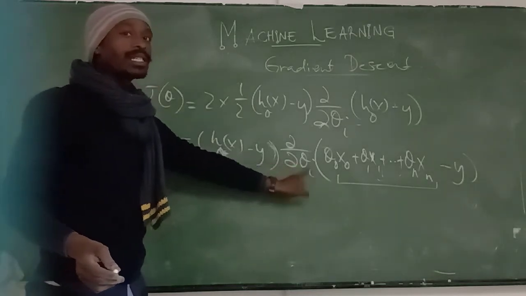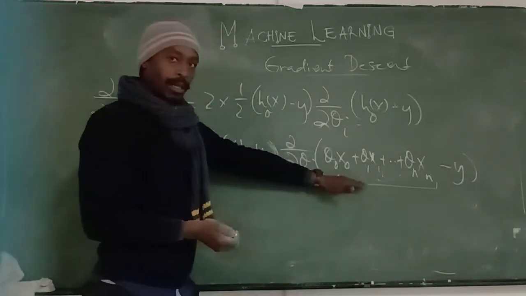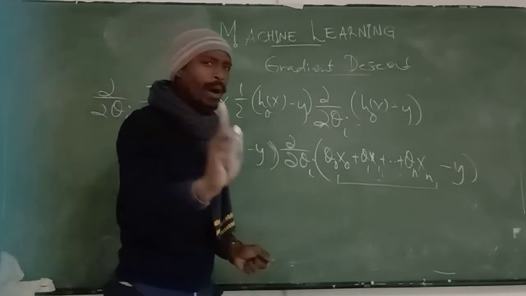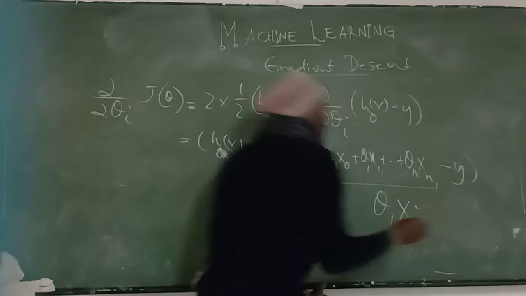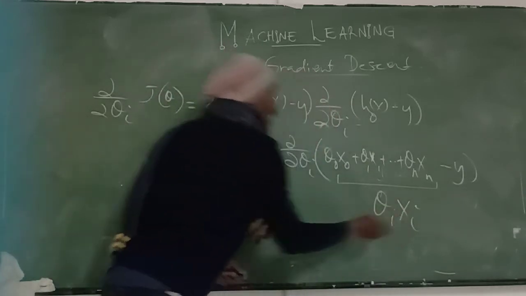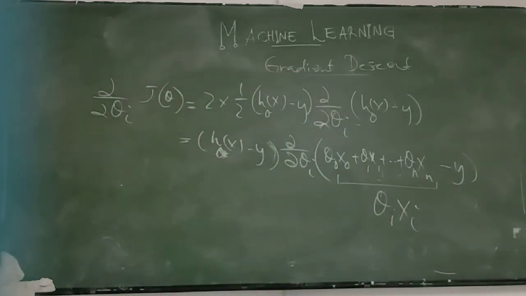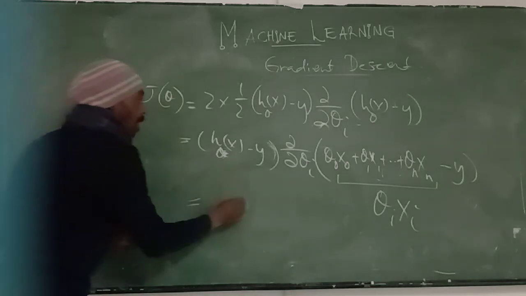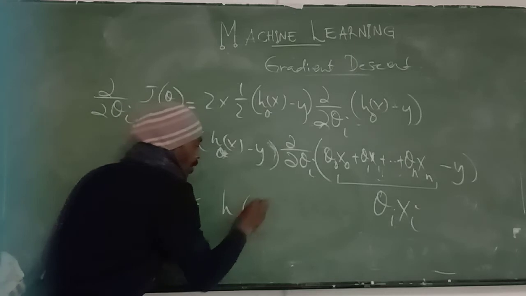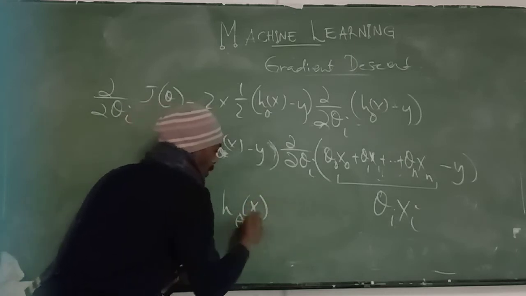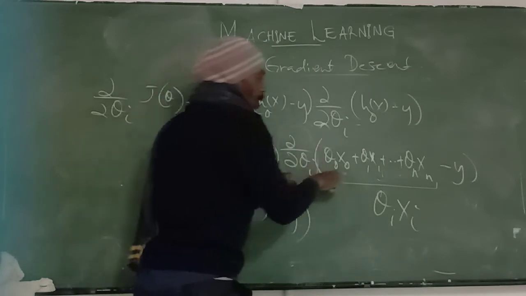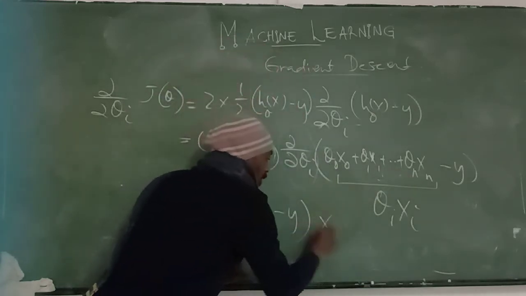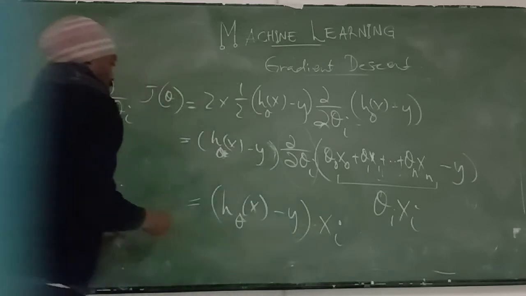They don't depend on theta i. All of these terms in the sum don't depend on theta i, except for one term, except for this term, theta i, xi. It's only one term that actually depends on theta i in the sum. Therefore, this can now be given as the difference between the estimated price and the actual price. And when we take the derivative of that, this will give us this. Alright.